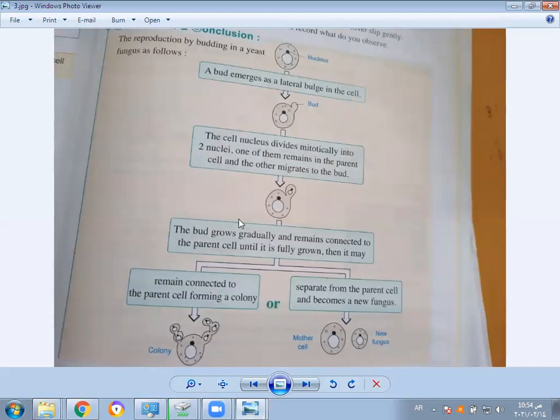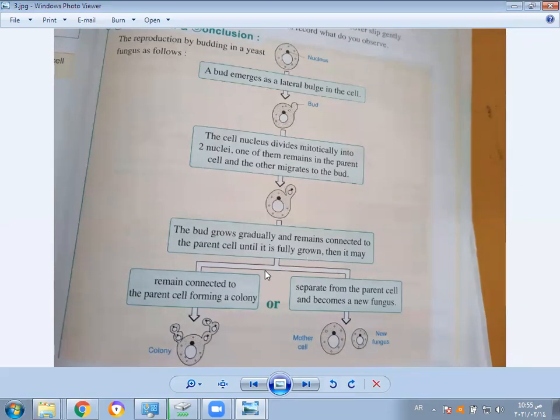These are the steps of budding reproduction of yeast. First step, a bud emerges as a lateral bulge in the cell. Second step, the cell nucleus divides mitotically into two nuclei. One of them remains in the parent cell and the other migrates to the bud. The bud grows gradually and remains connected to the parent cell until it is fully grown.